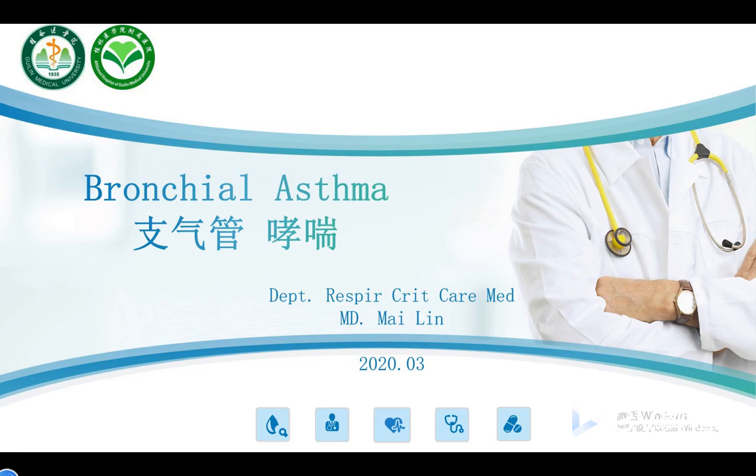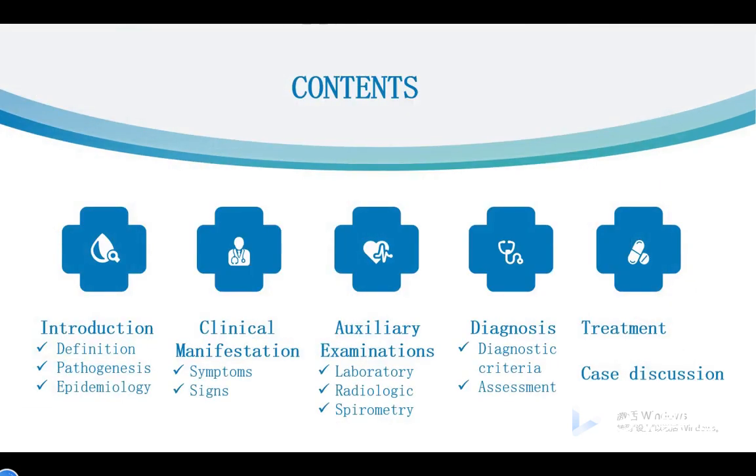In this class, we will learn a new disease, bronchial asthma. In Chinese, it is called 支气管哮喘. In this class, we will learn about the introduction, clinical manifestation, auxiliary examinations, diagnosis and treatment of the asthma. And at last, we will have a case discussion.